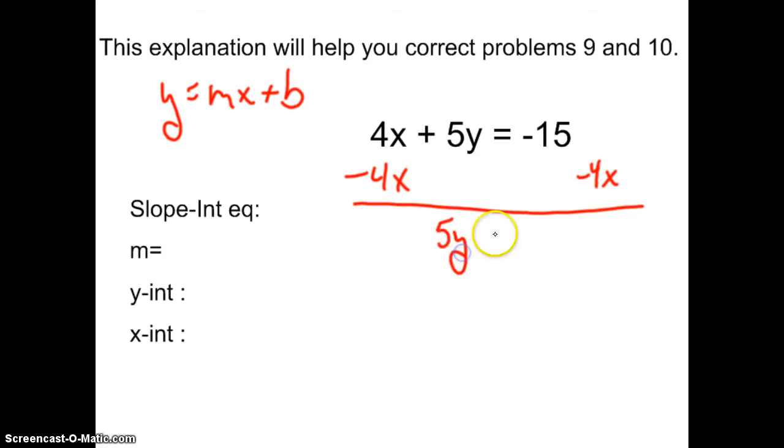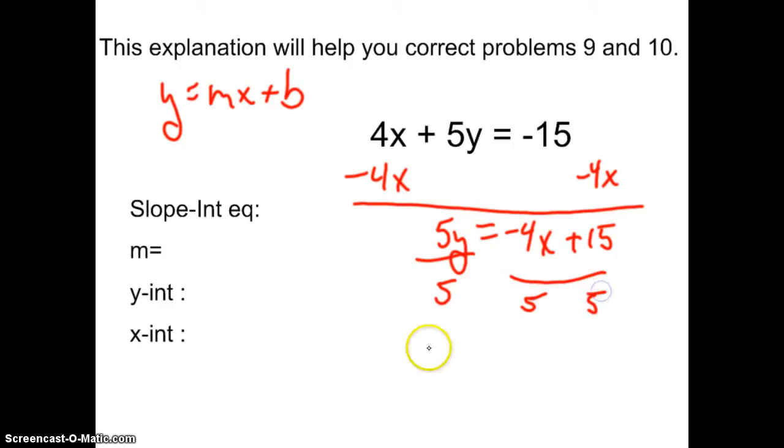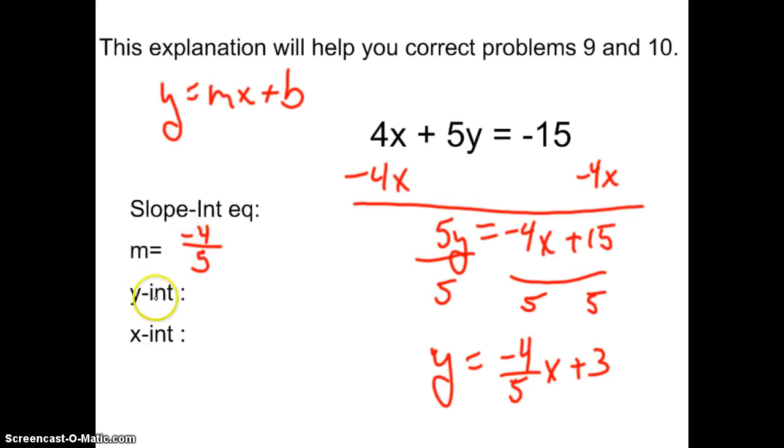That leaves us with 5y equals negative 4x plus 15. We're going to divide by 5 on both sides. So y is now negative 4/5 x plus 3. The slope in this instance is negative 4/5. The y-intercept here, and we're asked to put it as an ordered pair, the y-intercept is (0, 3).